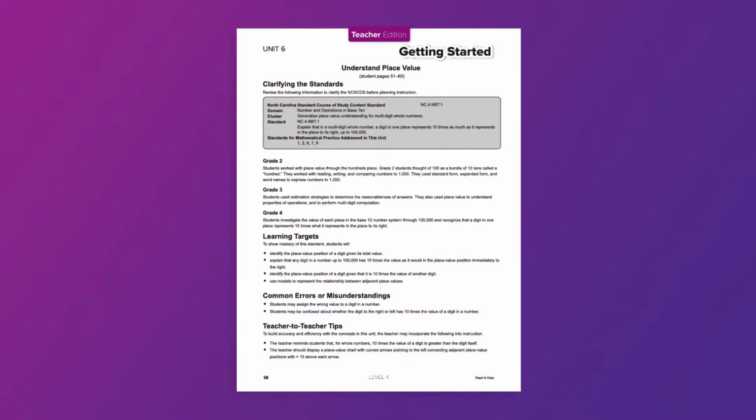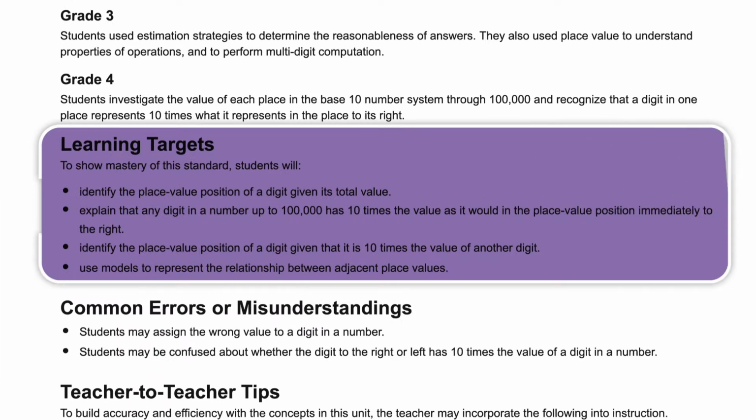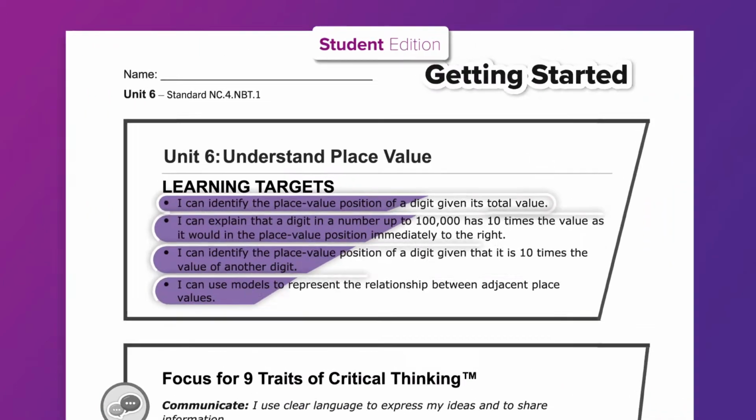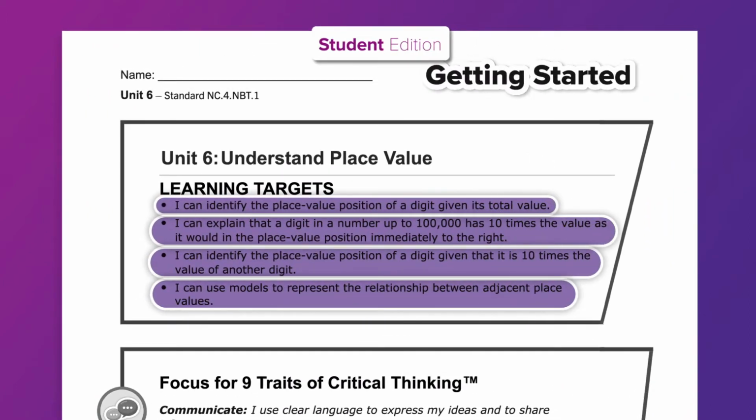We have clarified the standards in the Teacher Edition, but what does it look like when a student masters that standard? We provided both the teacher and the student with the learning targets. Many schools require teachers to post I can statements for students during a lesson, and we have provided those for you in the Student Edition. It is important for both you and the students to understand what it looks like to master a standard. Again, we want to remove work off your plate and provide you with this information.